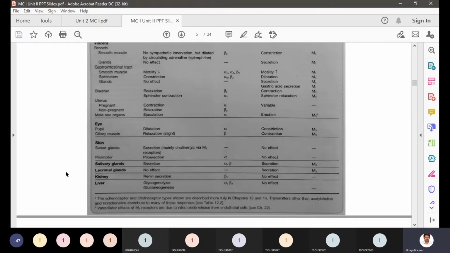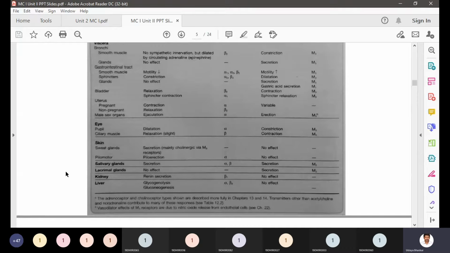Piloerection, like goosebumps, through adrenaline in the skin. Salivary glands secretion, lacrimal glands, kidney, renin secretion through adrenaline, and there is no effect of acetylcholine. Liver, glycogenolysis, that means glycogen will be broken down in the body to produce sugar, because it is the hormone of fight and flight, right? So we need energy for fighting. So likewise you can remember. And gluconeogenesis, synthesis of glucose from sources other than glycogen.